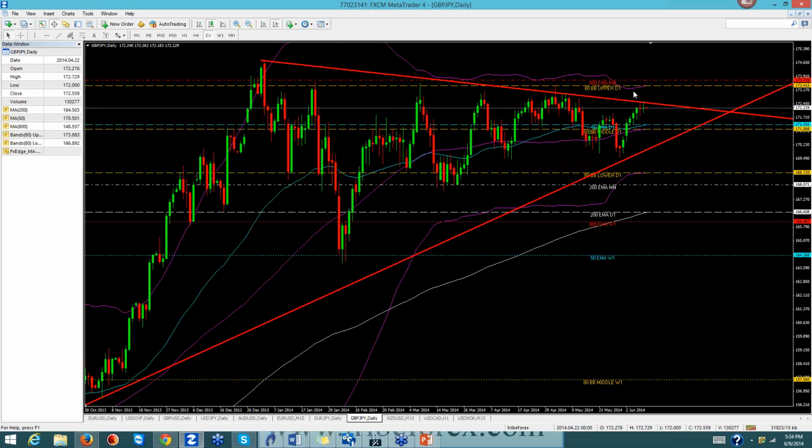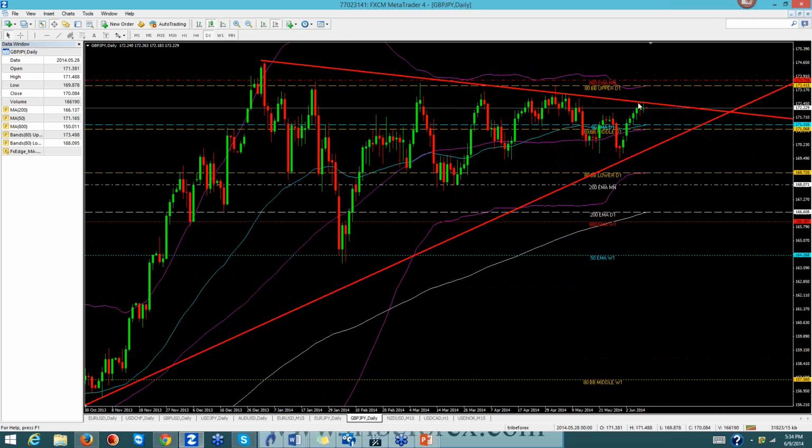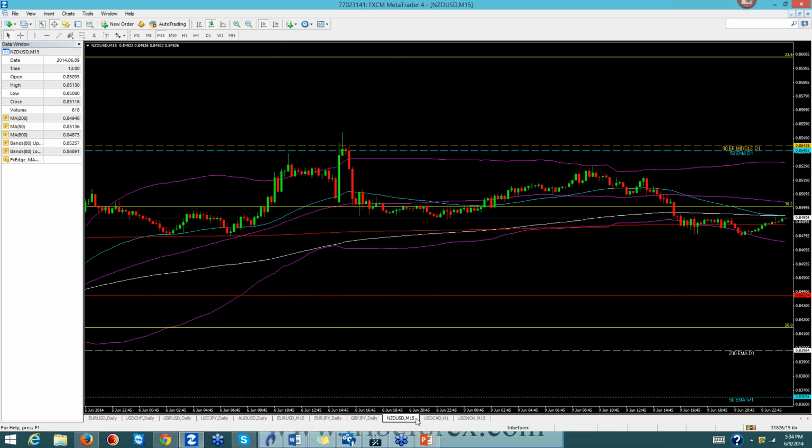Yeah. All right, so we can possibly see a, let's see what we saw on the pound dollar. Yeah. We're going to call consolidation on here. So obviously, if we see price get up to 172.50, we can be looking for a sell potentially there.